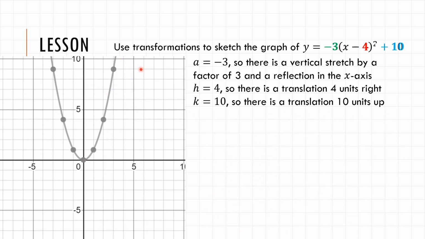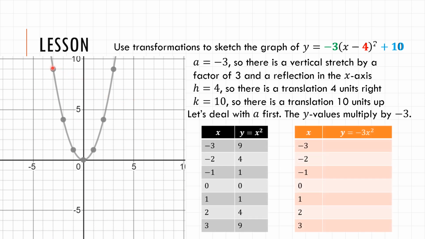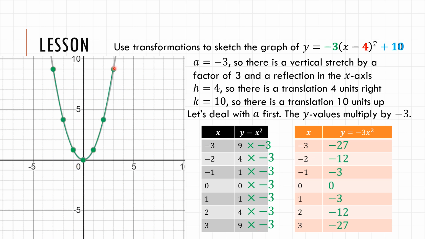Let's use transformations to graph this, but instead of dealing with x first, remember in the previous lesson, we learned that we can apply h and k at the same time? So why don't I deal with a first, and then I'll apply h and k together. So this is my quadratic. And I'm going to multiply all the y values by -3, like I mentioned. So here is my quadratic, and it's going to stretch, and it's going to reflect.